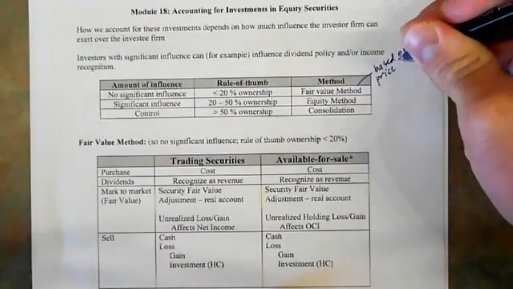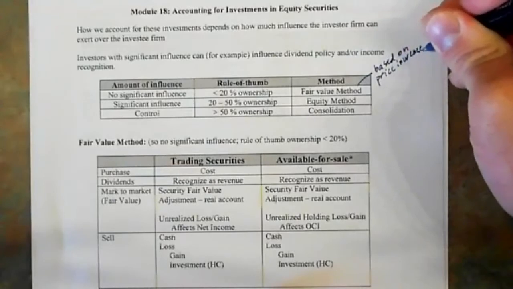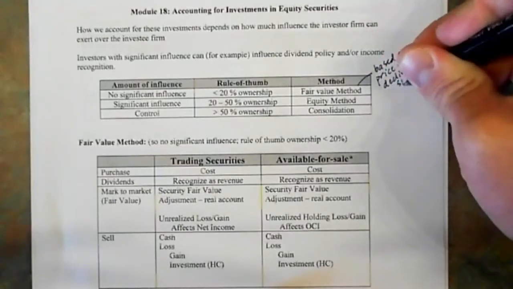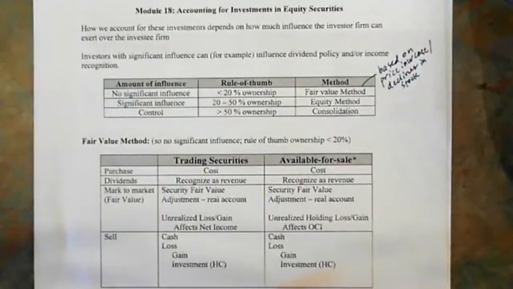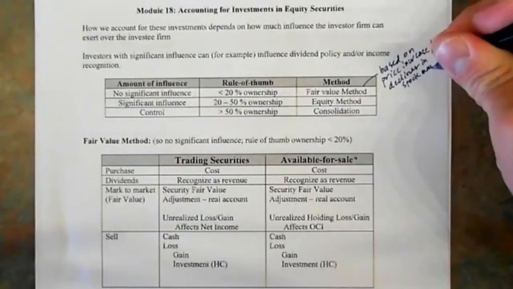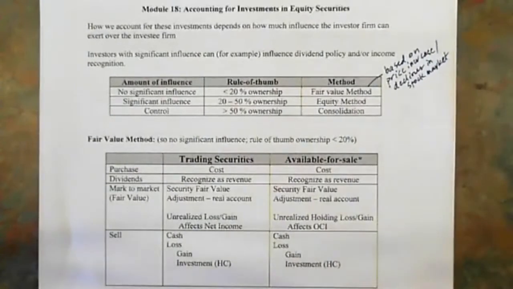price increases or declines in the stock market. So you are just a standby trader. If the value of your stocks declines, you recognize a loss. If the value of your stocks increases, you recognize a gain. And you don't have real significant influence in the company. You're just buying it for those capital gains appreciation.